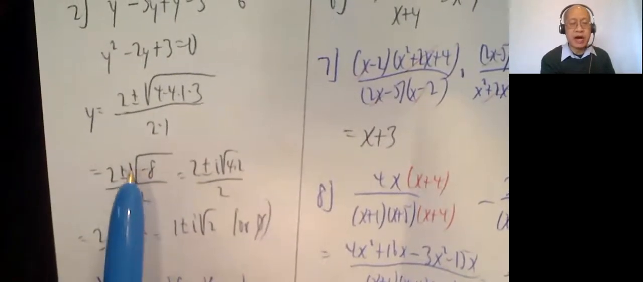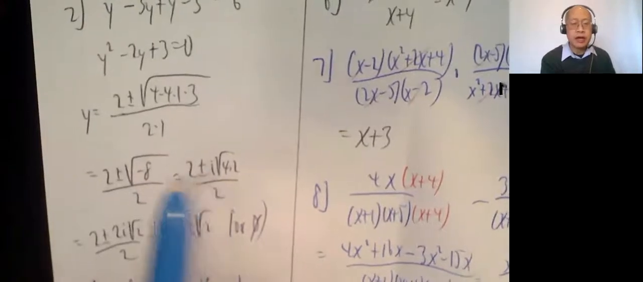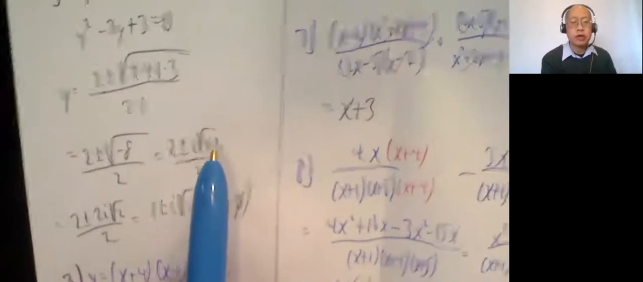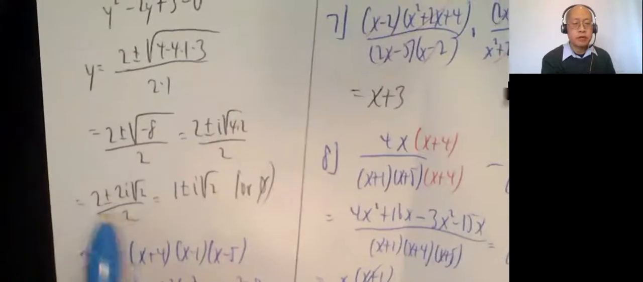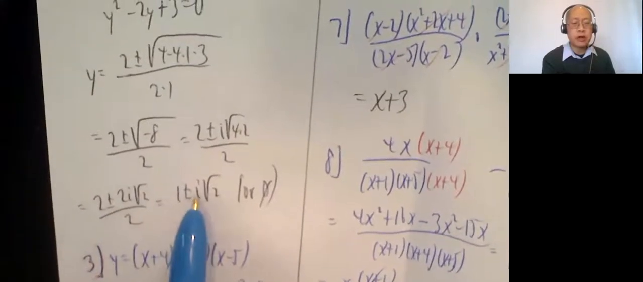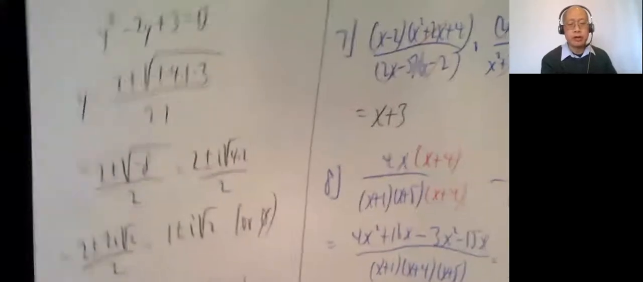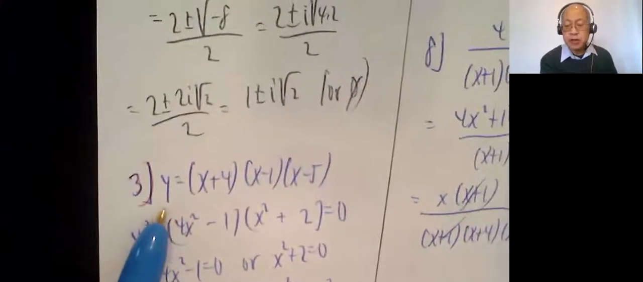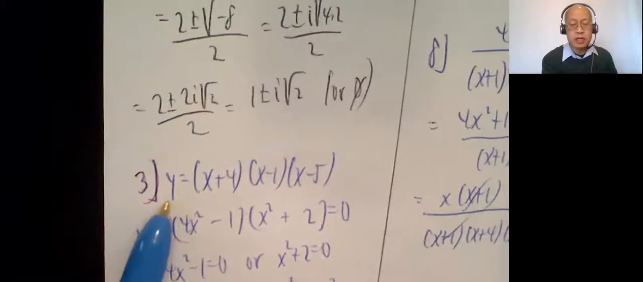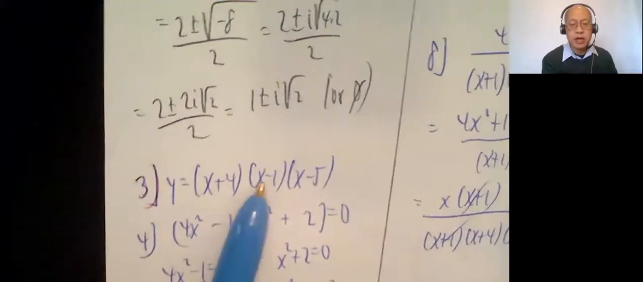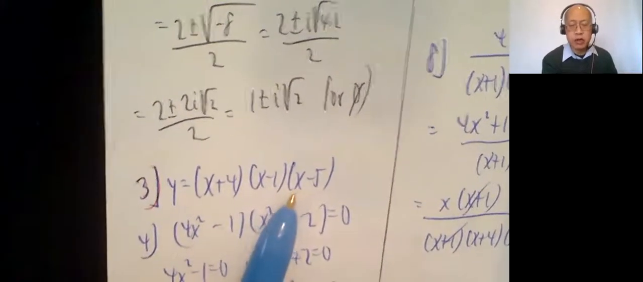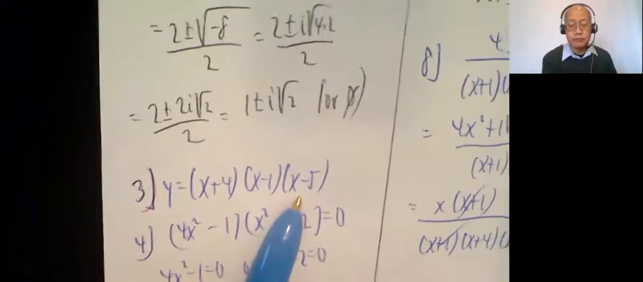But if you went on, that's okay. This is a problem involving i, so take out the i. 8 is 4 times 2. 4 comes outside, becomes a 2. Divide by 2, divide by 2. 1 plus or minus i radical 2. Or if you put no solution, I would have taken it. Number 3, if the solutions are negative 4, 1, and 5, you basically just have to go y equals x plus 4, x minus 1, x minus 5. And you could have stopped there. That would have been fine.